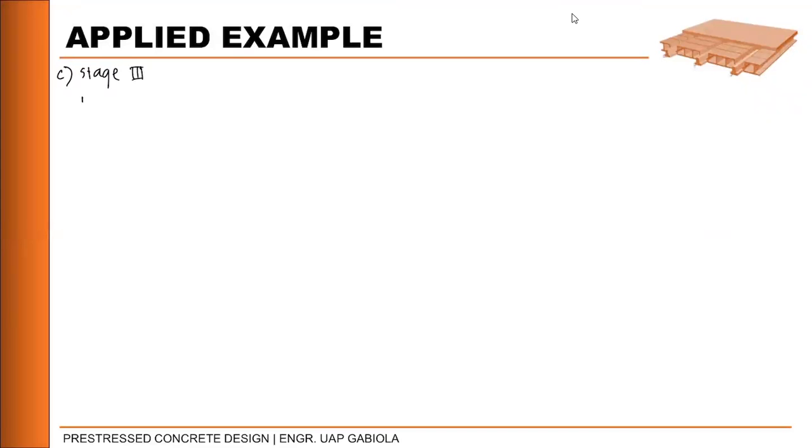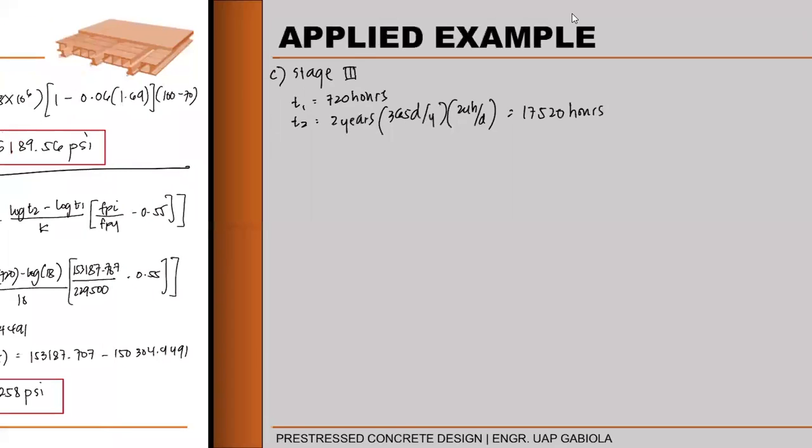Okay? So stage 3 natin ng T1 is 30 days o 720 hours. So T2 is 2 years. So we have 365 days per year. Then we have 24 hours per day. Okay, 2 times 365 times 24, that is 17,520 hours. Okay? Pagdating sa stage 3, yung sa value ng creep and sa shrinkage, pagbabalikan natin.